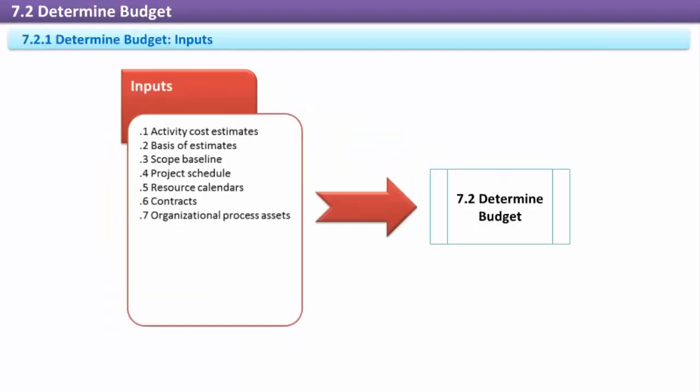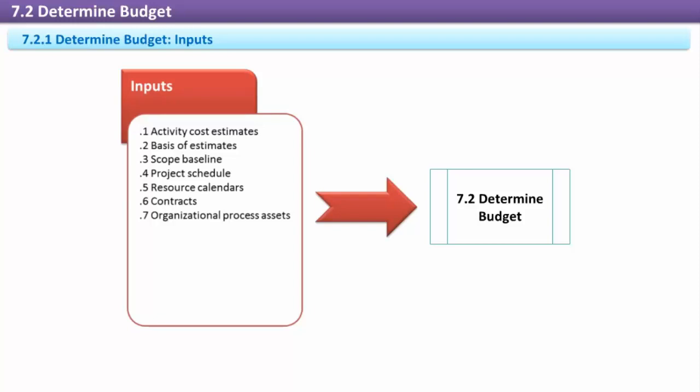Determine budget. Inputs. Activity cost estimates. Activity cost estimates are a complete accounting of all component costs, such as labor, resources, services, fees, and licenses, of a scheduled activity. These can be presented in detail or summary form.